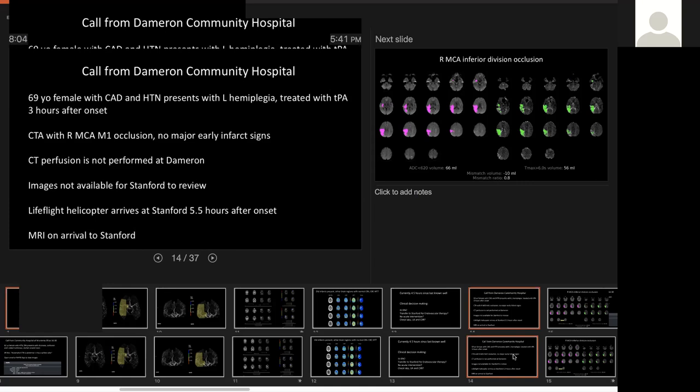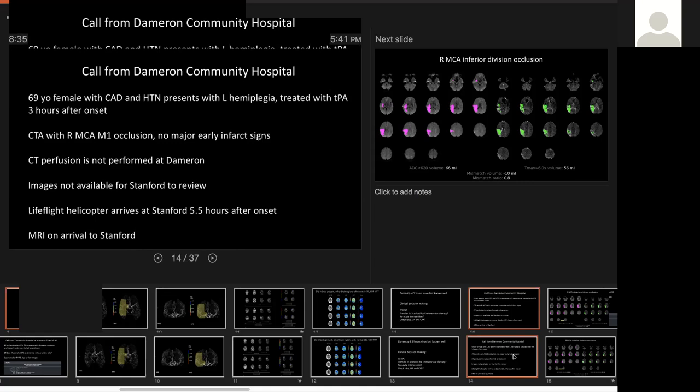Their CTA they've read as having a right M1 occlusion, but no major early infarct signs on their plain CT. They're not familiar with the ASPECT score at this hospital, but they tell us if they see a lot of dark on the CT, and they don't. So what are we going to do? We're going to take her, of course, and fly her to Stanford because we think this might be an M1 that needs thrombectomy. And she arrives at Stanford within 5.5 hours after symptom onset.